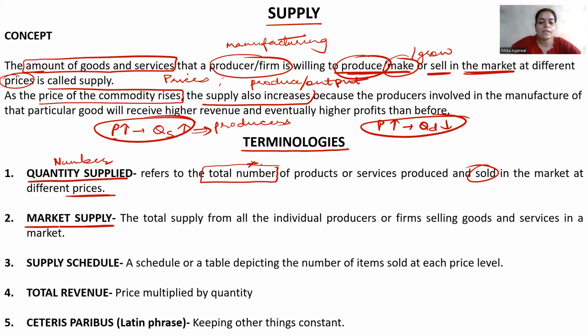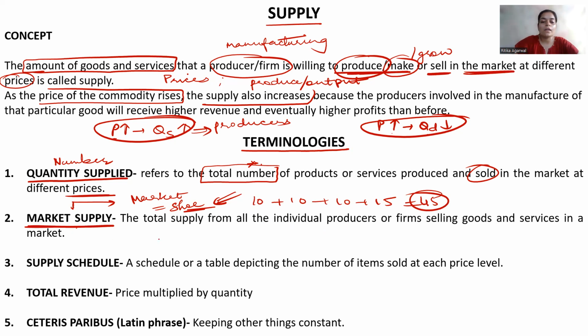Now we have the market supply. Market supply means all the different producers in a market. Suppose we take the example of a shoe market. All the producers of shoes and the total number of the shoes that are supplied in the market by all the producers of that particular shoe is called the market supply. So be it 10 plus 10 plus 10 plus 15, suppose this leads to 45 units of shoes sold in the market. So this is called market supply.